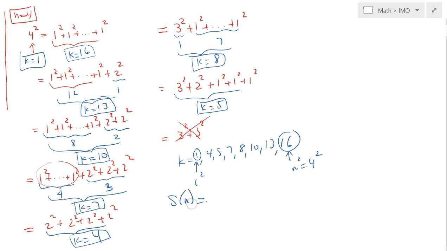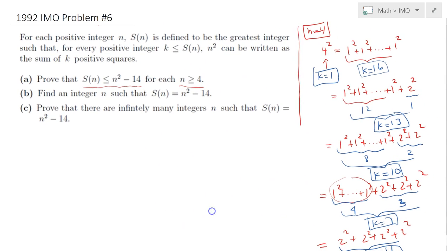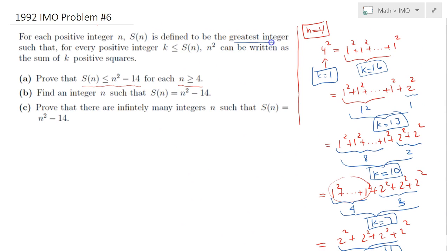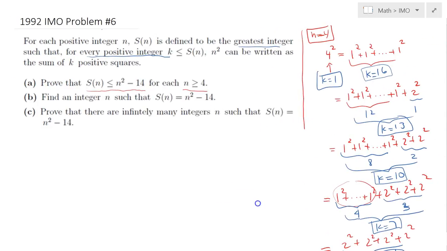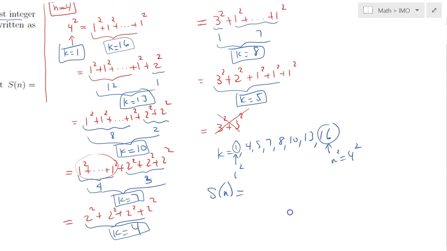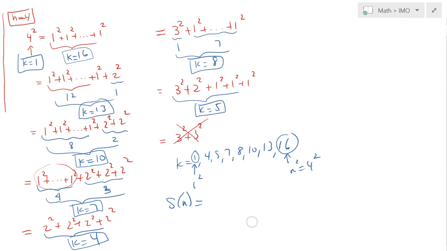S of n was, by definition, recall what S of n is. S of n is the greatest integer such that for every k less than it, n squared can be written as the sum of k positive squares. So yes, in this particular case, S of n is 1 because, well, 4 works, but 2 and 3 doesn't work.